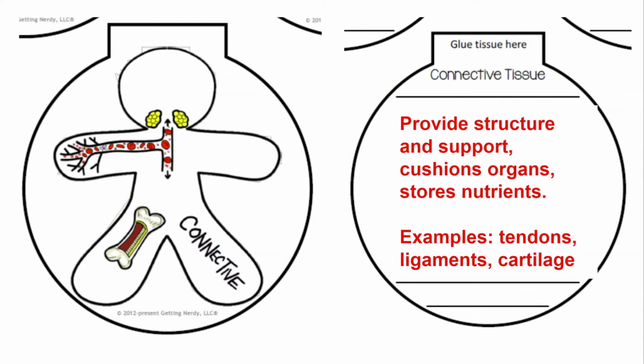Then we have connective tissue. This is going to be things that connect. So these are going to provide structure and support. It's going to provide cushioning for your organs. It also provides for nutrient storage. And then examples that we have of these are tendons, ligaments, cartilage, which is like in your ear. All of that is considered connective tissue. I think of it as kind of like filling in the blanks in between anything, kind of connecting everything together, bringing it all together. So your whole body works as a system. The connective tissue is going to make that possible.